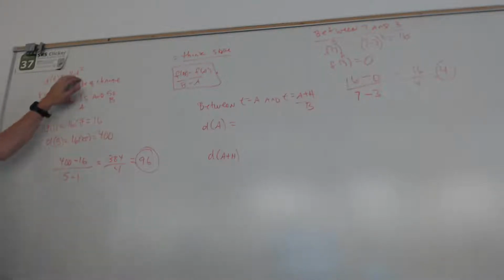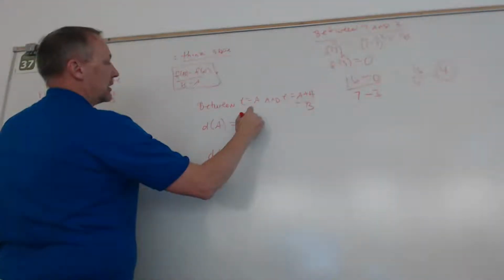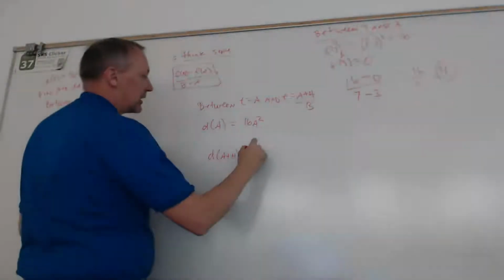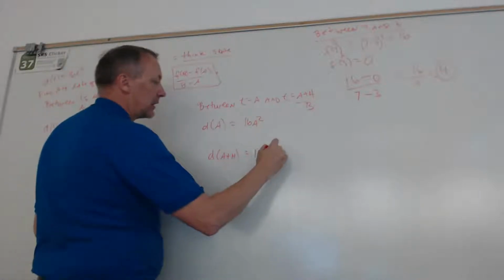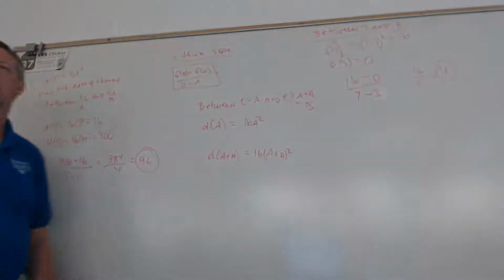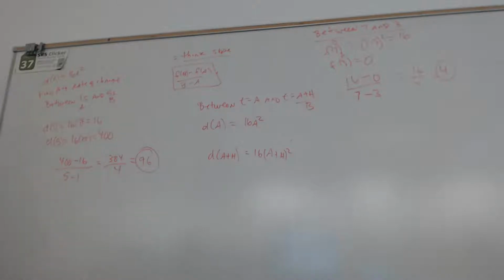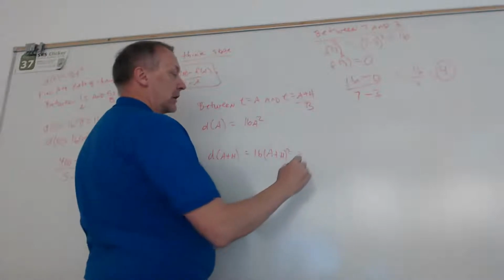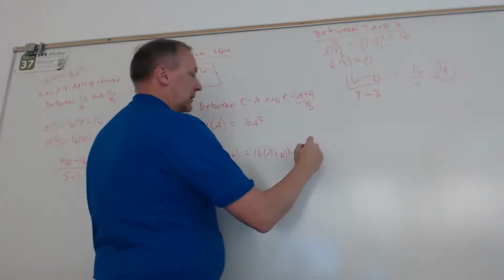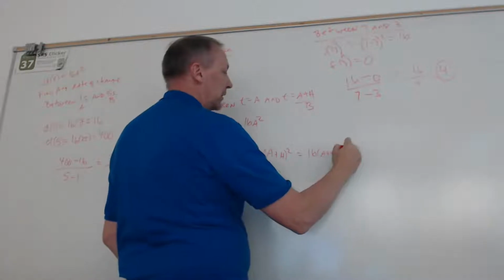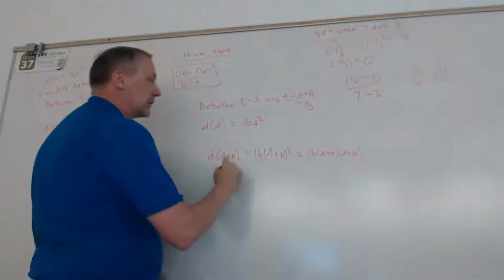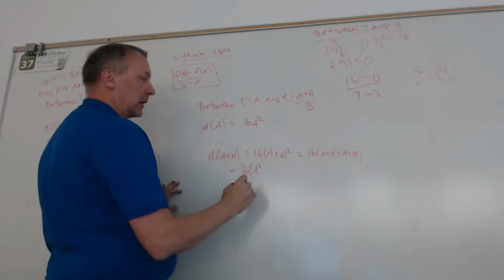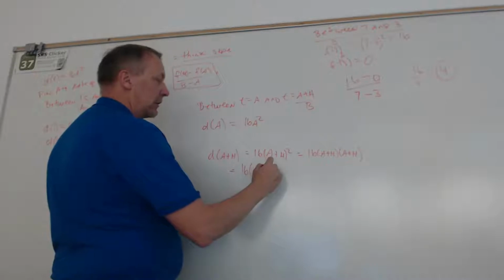Oh, okay. Yeah, so it'd be 16 times A squared. Okay? What's D of A plus H? So that would be 16 times A plus H squared. Okay? Something tells me I'm gonna have to FOIL that out. So this becomes A plus H times A plus H, basically. And then 16 times A plus H times A plus H equals 16 times A squared plus 2AH.